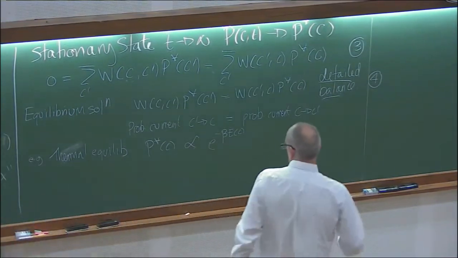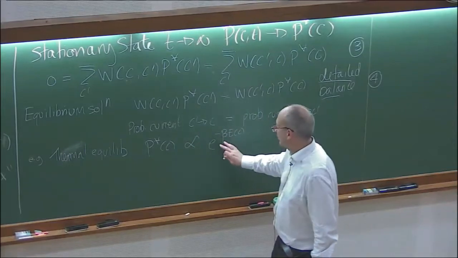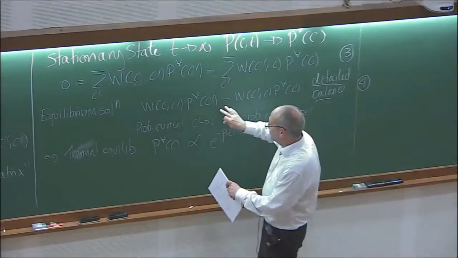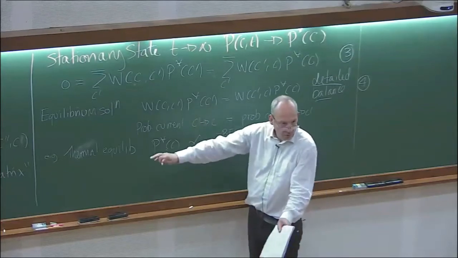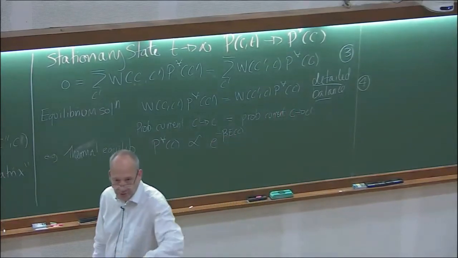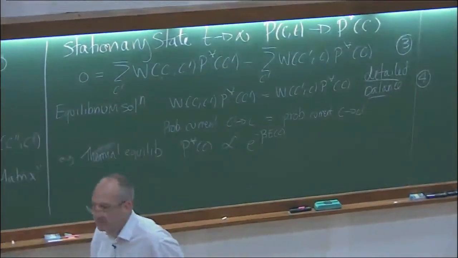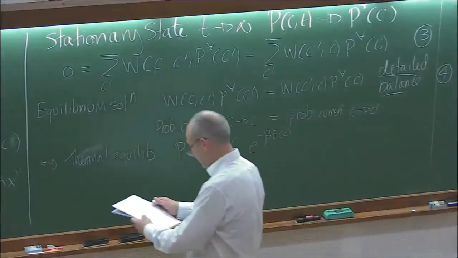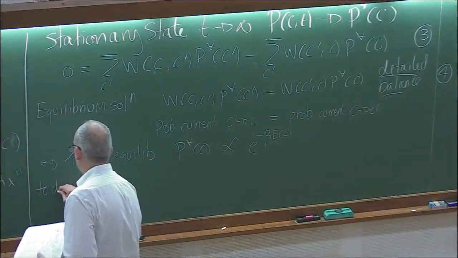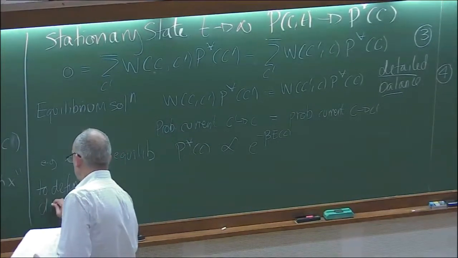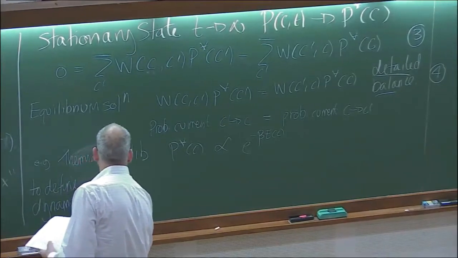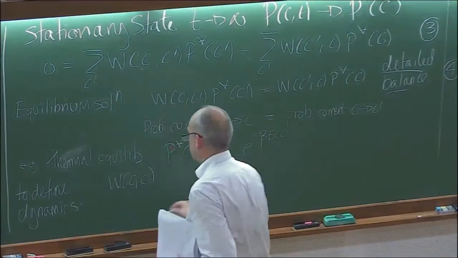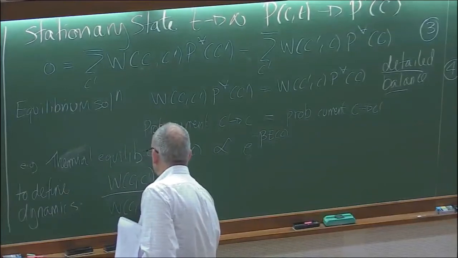So anyway, for thermal equilibrium, we want our stationary state to have this form, and so then effectively, we can choose the transition rates to satisfy this. So we know what our equilibrium is, so we can construct dynamics that will take us there. Essentially, that's the game. And just putting this in here, we see that our dynamics should obey this guy divided by W(C', C).